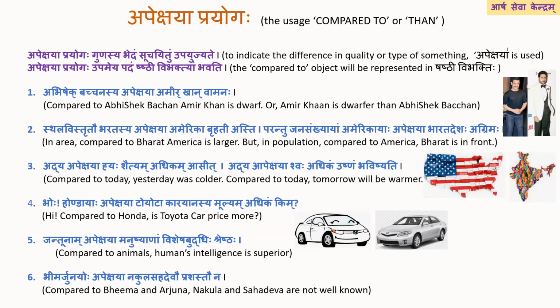Fourth one: Bhoh, Hondaayaaha apekshaya Toyota karayanasya moolyam adhikam kim? High. Compared to Honda, is the Toyota car price more? Fifth one: Jantunam apekshaya manushyanam vishesha buddhihi shreshtaha. Compared to animals, human intelligence is superior. Bheemarjunayoh apekshaya Nakulasahadevau prashastau na. Compared to Bhima and Arjuna, Nakula and Sahadeva are not well known.